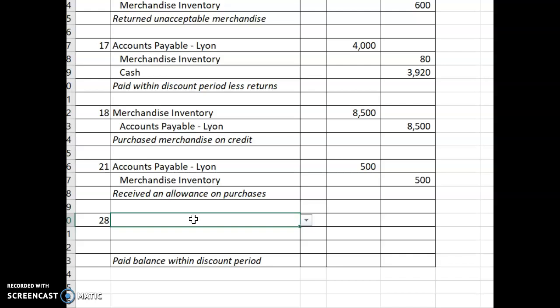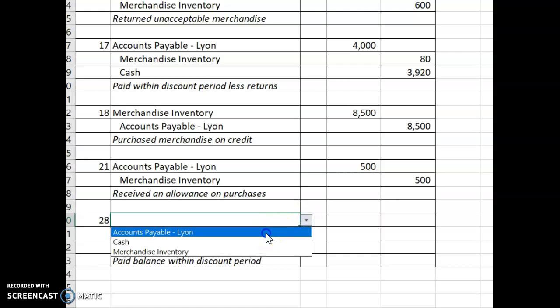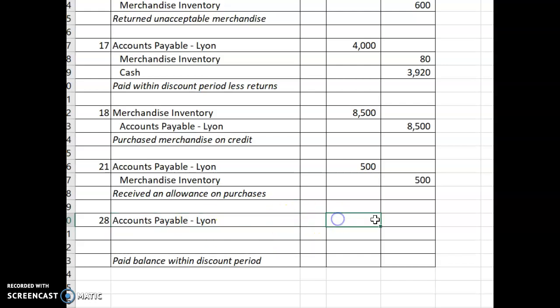On the 28th, we sent them a check paying for the April 18th purchase. So it was purchased April 18th, invoice was dated April 18th. Our terms are 1/10 net 30. So on April 28th, we do qualify for the discount. So first thing that we have to do is figure out what's left on that. Well, it's the $8,500 original minus the $500. So we have $8,000 remaining that we owe them.